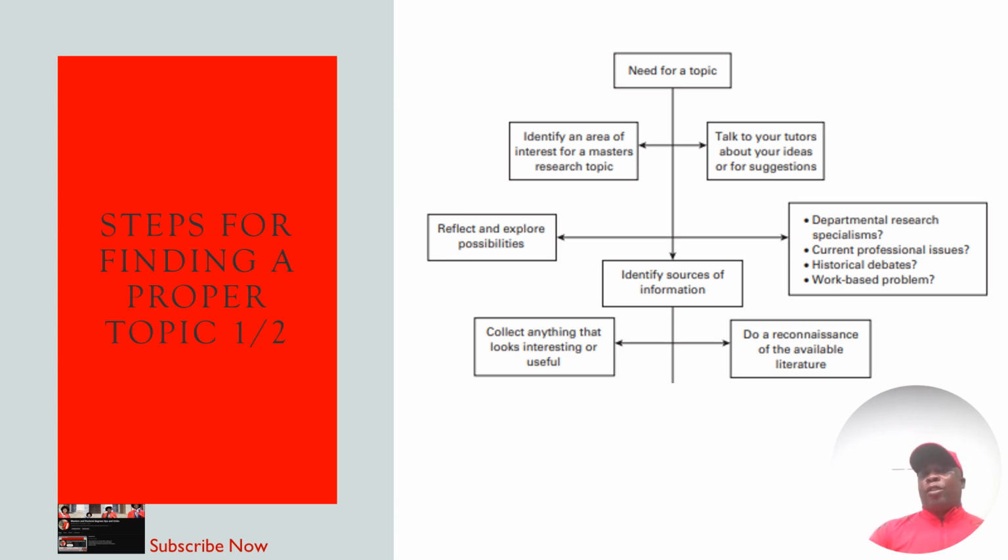Because of that, you know that you're going to need a topic. Even for those who do a mini dissertation for their master's, or who do a master's by coursework and go for some mini dissertation, you still need a topic. So it's very important for you to go through this process. Whenever you need a topic, it's very important for you to identify a topic from an area of your interest.